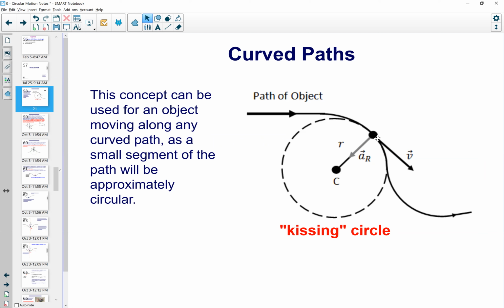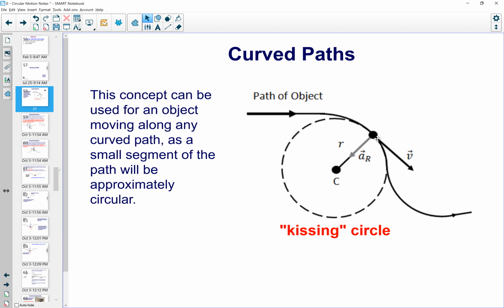If that's where the object is, then we want to draw a circle. We call it the kissing circle, because the circle is going to sort of match the curvature, but specifically touch right where the object is, sort of kisses the curve right where the object is, so that the radius of the circle and that velocity are perpendicular. So you're making the circle kiss just right at that spot on the curve, so that the velocity of the object and the acceleration to the center of that kissing circle are perpendicular. All right. Drawing that kissing circle is going to help us determine the direction of the acceleration.